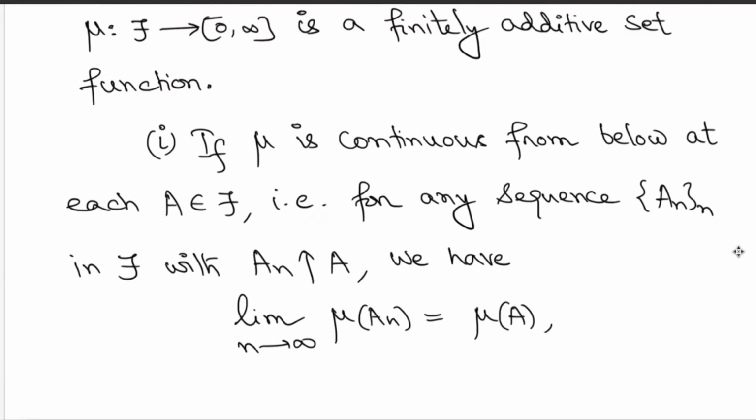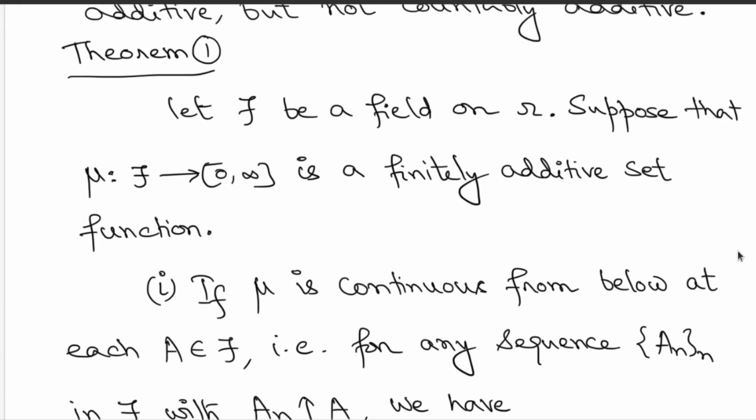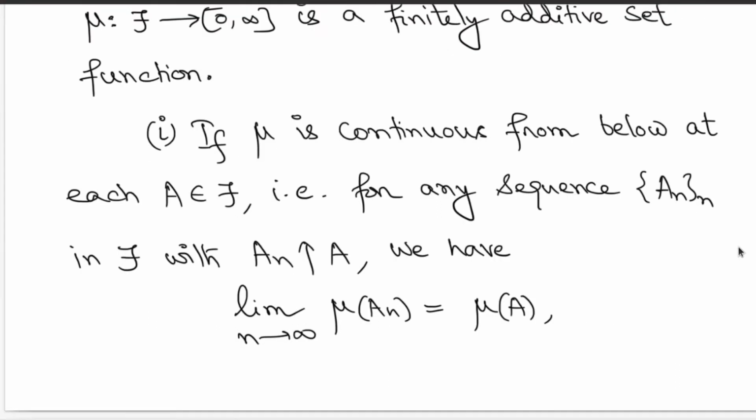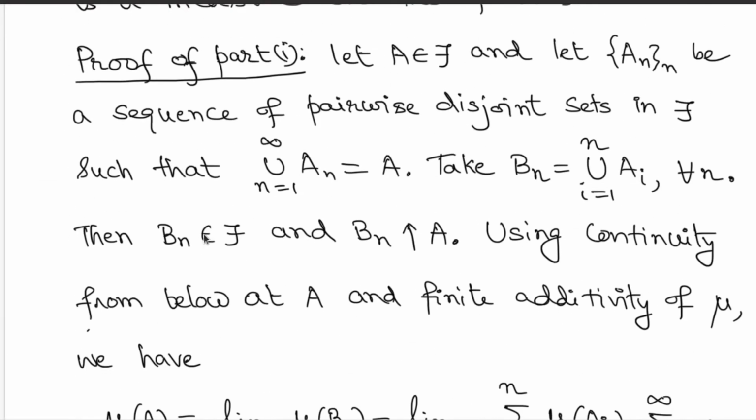But now what we are going to do is to prove this theorem, that a finitely additive set function together with any one of these continuity assumptions will imply countable additivity. Let's start with part 1, which is continuity from below at each set. Okay, so how does this help? Take any arbitrary set in script F, call it capital A, and choose a sequence of pairwise disjoint sets in your script F such that the union is A. Here you can also look at these Bn's first, which are finite unions of the Ai's, and then you will get these Bn's which increase to A.